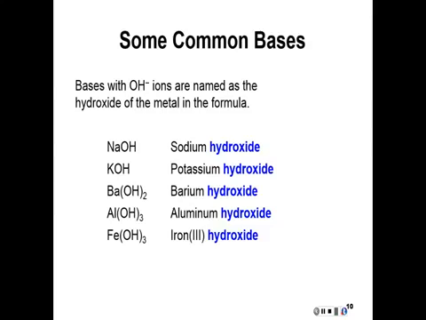And here are some common bases. These all have hydroxides in the formula so you can recognize them. You see the OH. Now you can't tell by looking at these formulas if they're strong or weak. You might think that the strongest one should be the iron 3 hydroxide and the aluminum hydroxide because there are 3 OHs in the formula here, only one up here. And you'd be exactly wrong. These two are the strongest and these guys are the weakest.